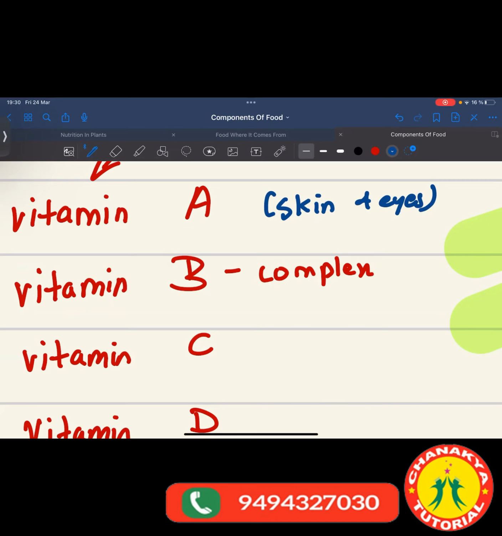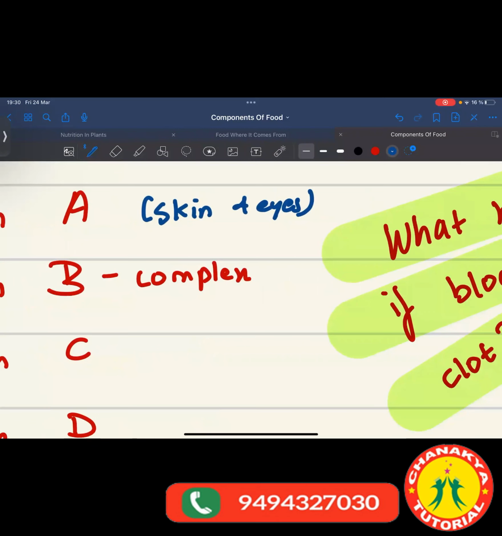Like A is good for your eyes and skin. Any idea? No, ma'am. Okay, it basically helps in proper cell functioning.